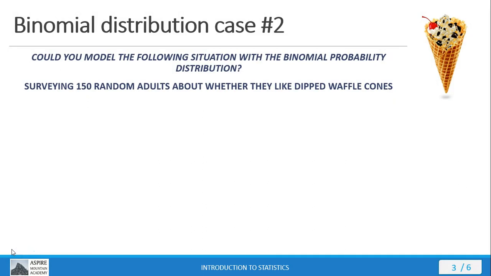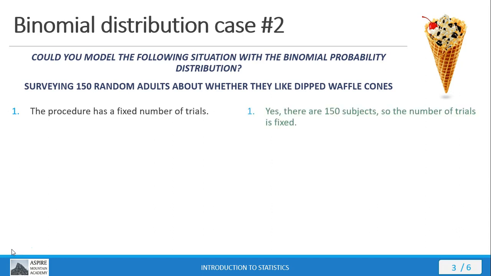Now we're surveying 150 random adults about whether they like dipped waffle cones. So again, let's go through our requirements. First, the procedure has a fixed number of trials. What say you? Do we have this requirement met? The answer is yes, we do. There are 150 subjects for the survey, so the number of trials is fixed. The trials must be independent. Do we have this requirement met?